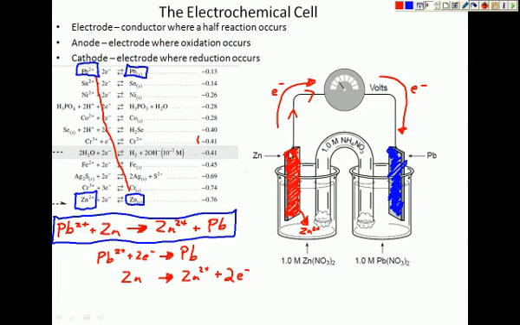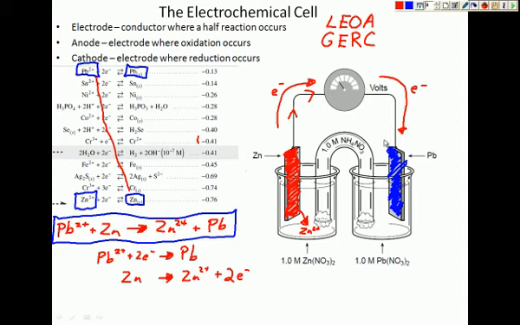So since this one is losing electrons, we know that losing electrons is oxidation, and that is the site of the anode. Losing electrons is oxidation, and that's the site of the anode. This one is gaining electrons. Gaining electrons, that is the site of reduction, and therefore this is the cathode. Okay, so two weird things to remember, LEO the lion says GER, and Red Cat.